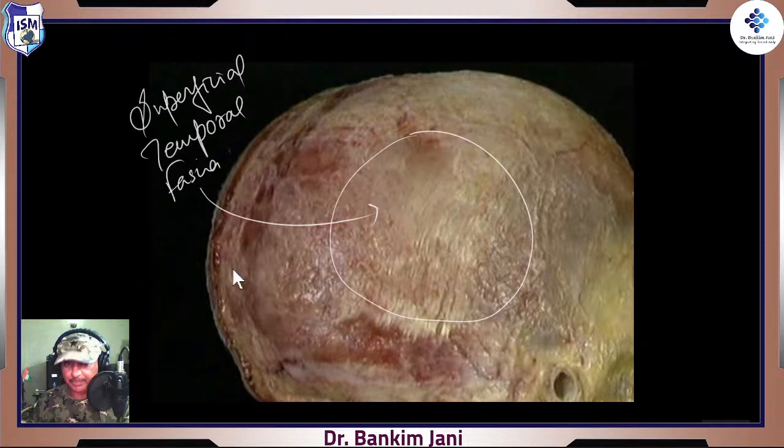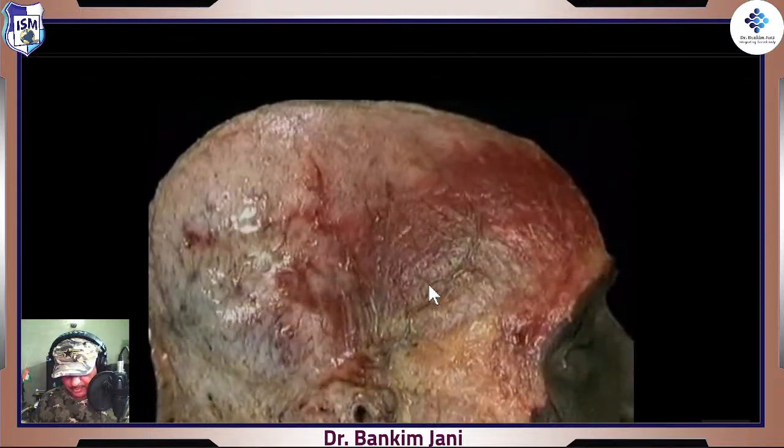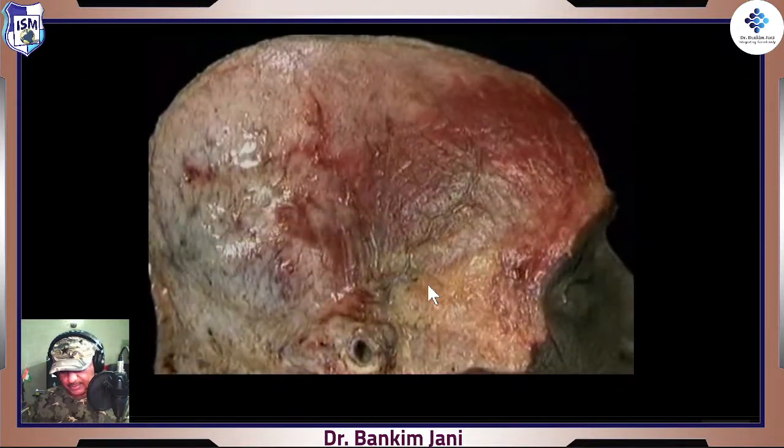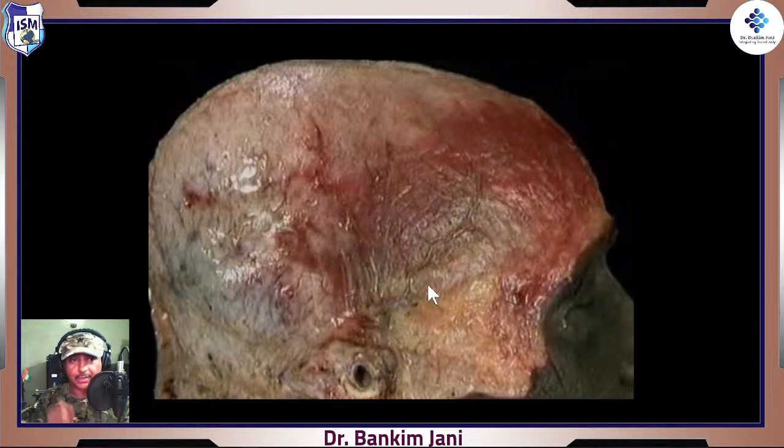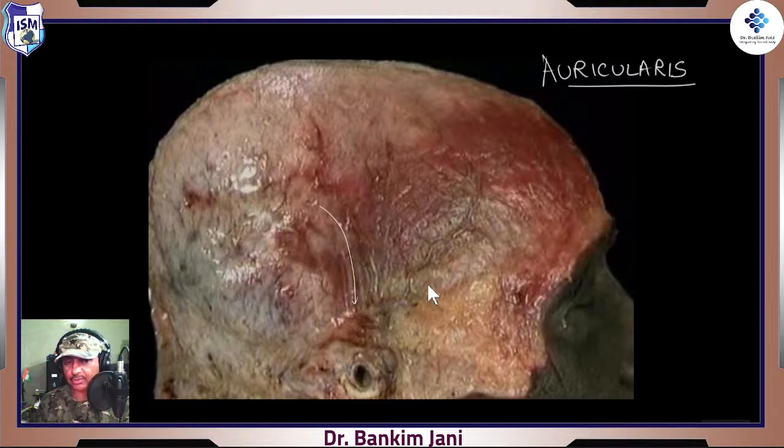Now, as we go deep, this is very interesting. Normally not present in everyone, but at times you'll get this muscle over here. The name of this muscle is auricularis. External ear is auricle. It is called a vestigial muscle.